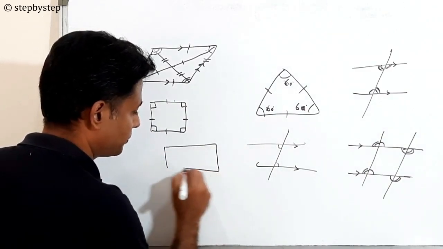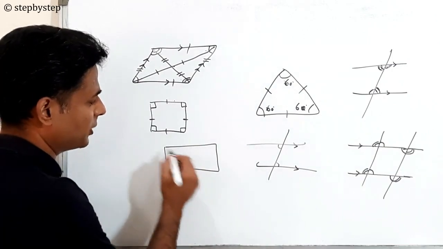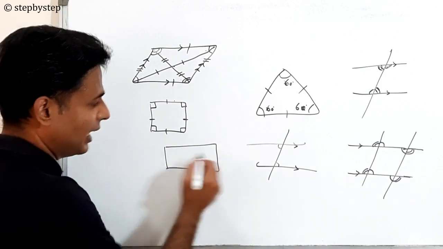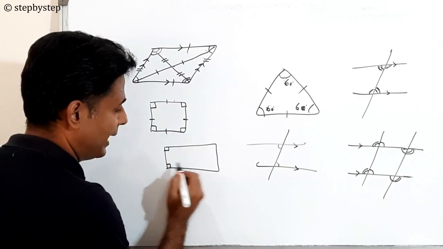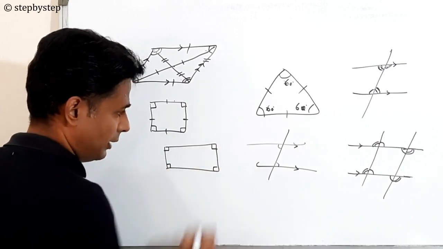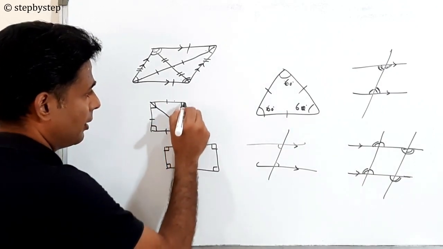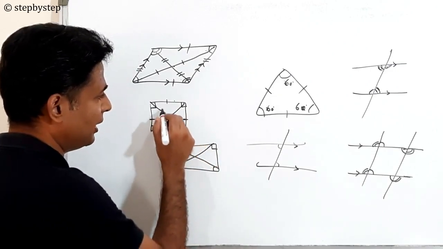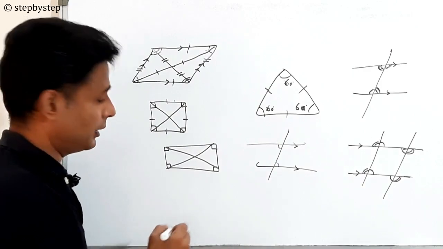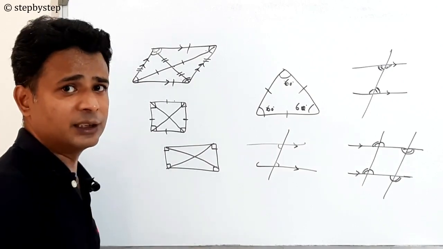Rectangle, again a special kind of parallelogram. Just like a parallelogram, opposite sides are equal, opposite sides are parallel. But the extra thing is all angles are 90 degrees. Also in square and rectangle, remember the diagonals are equal. Not only do they bisect each other, but they are equal to each other. So here also diagonals will bisect each other and they are equal to each other.